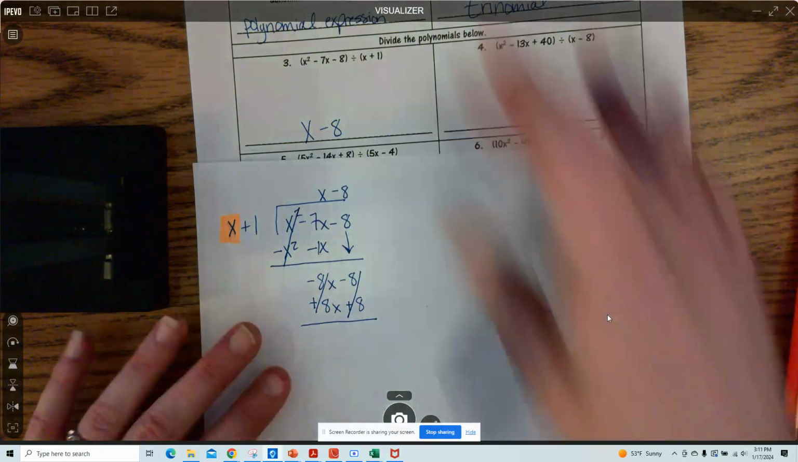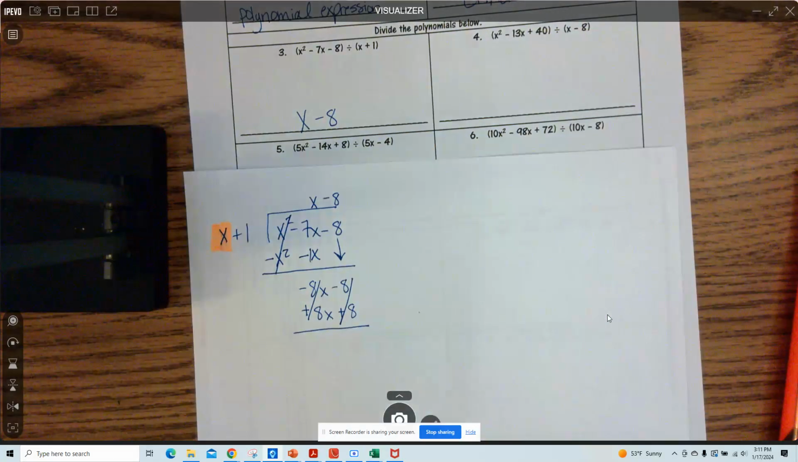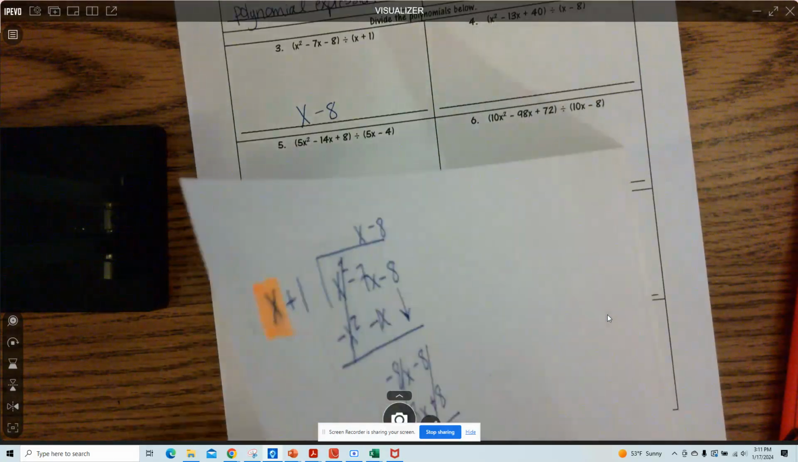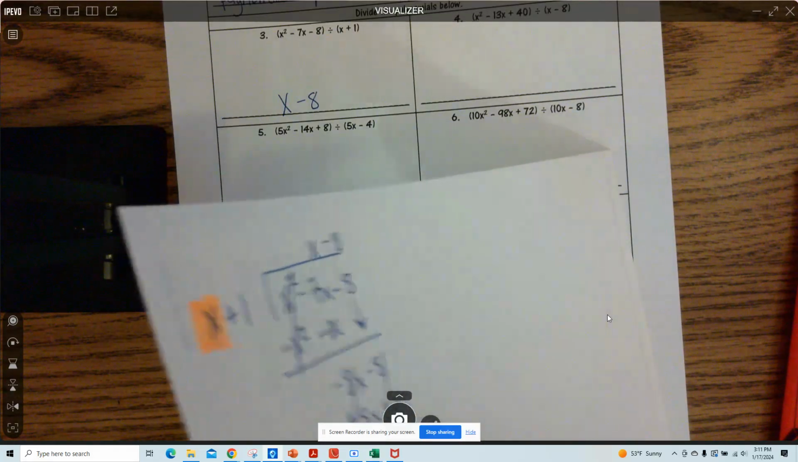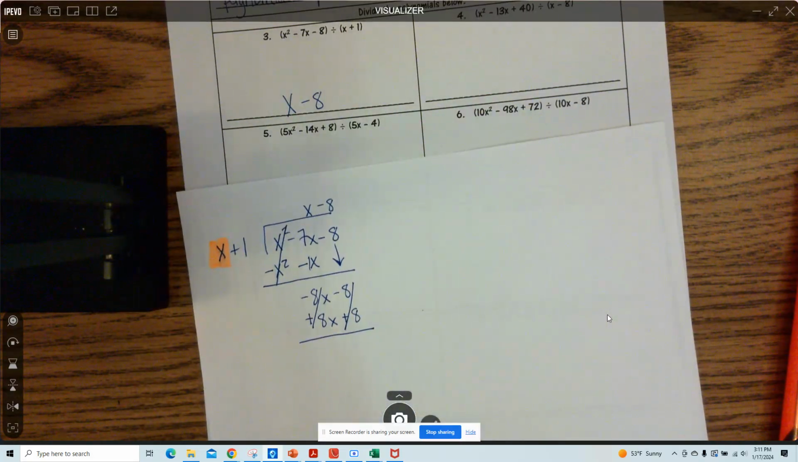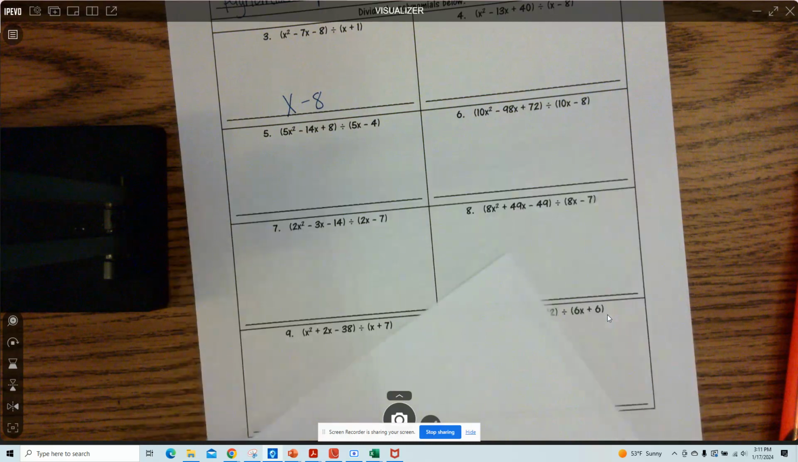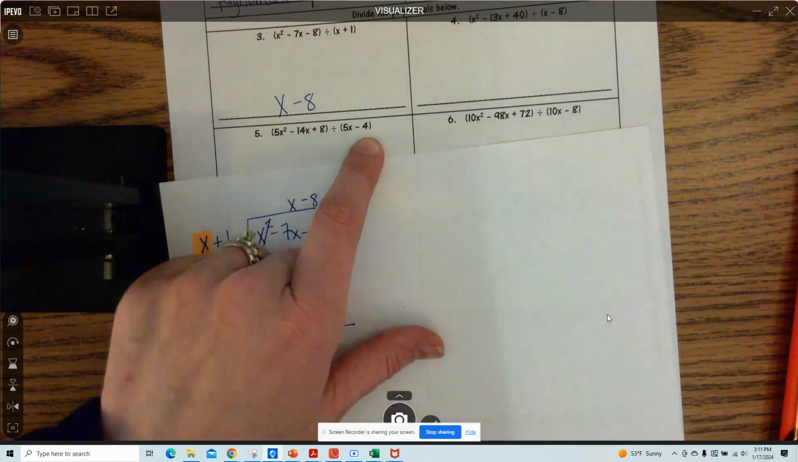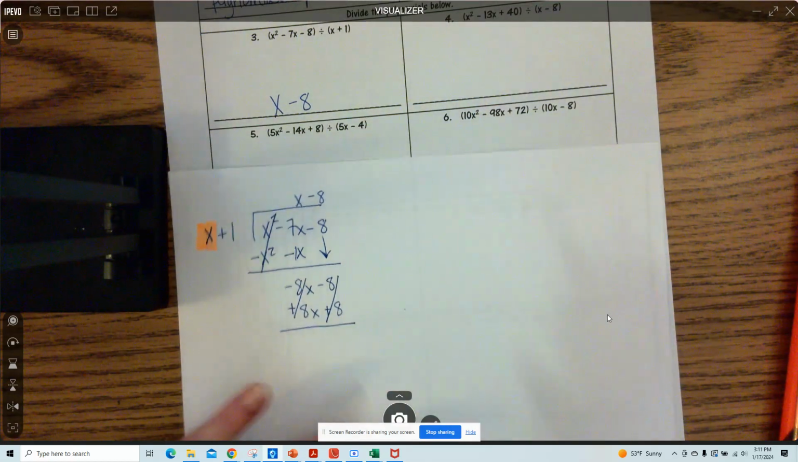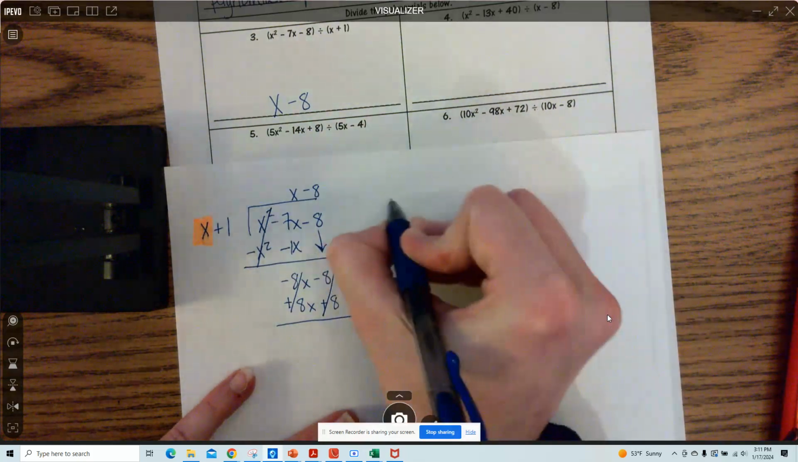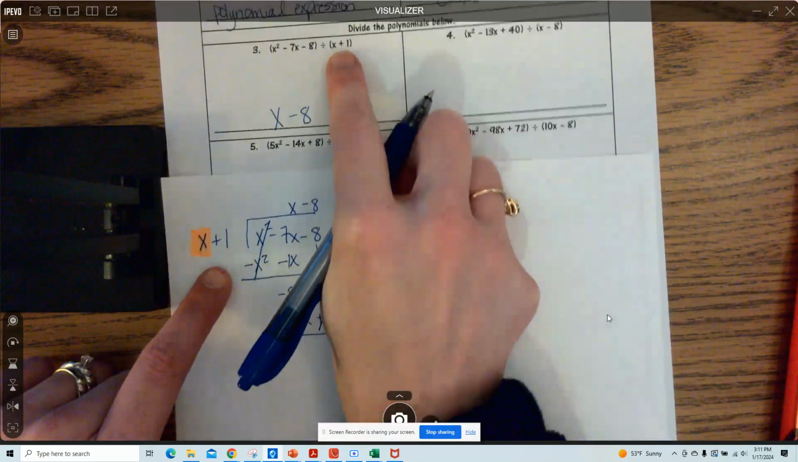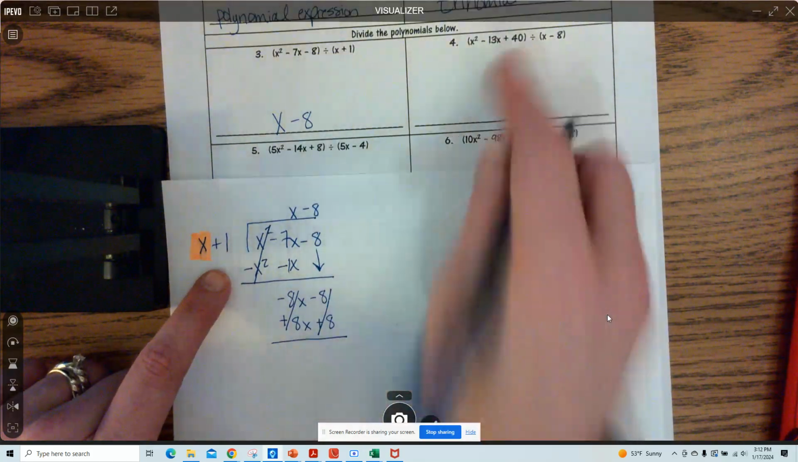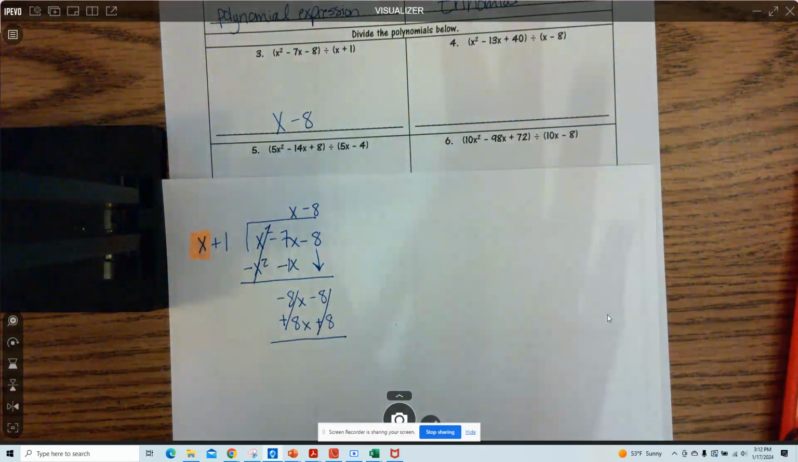That's one possible method. The other is called, we can't even do synthetic on these. We can do synthetic on the very last one. Okay, I'll show you. We can't do synthetic on these. It won't work. So this is our only option. It has to be like x plus 1 or x minus 8 in order to do synthetic. So that's why.